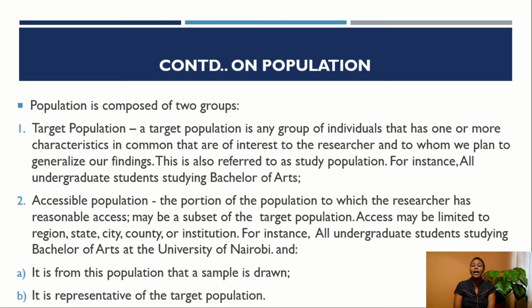Number two is accessible population. Accessible population is the portion of the population to which the researcher has reasonable access. Now, this may be a subset of the target population. It may be limited to a region, a state, a city, a country, or an institution. And note that this accessibility is not at the convenience of the researcher, but based on the problem.